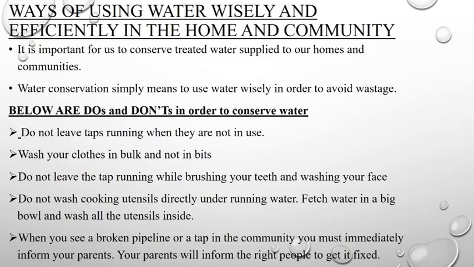The fourth point, do not wash cooking utensils directly under running water. You have to fetch water in a big bowl and wash all the utensils inside. This is also a very good point. So when you get to the sink, some people will open the tap, and then once the water is flowing, they'll be washing the plates, which is not right. Fetch the water into a big bowl, wash. After that, you can throw the dirty water away, get another water again, and then use it to rinse the utensils.